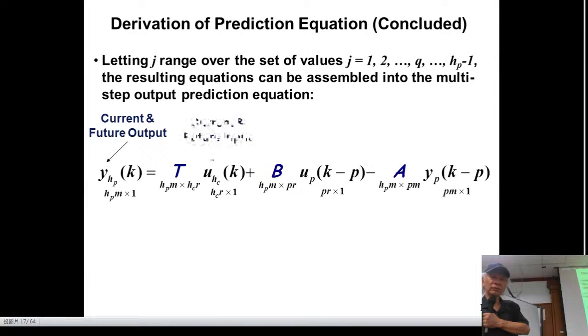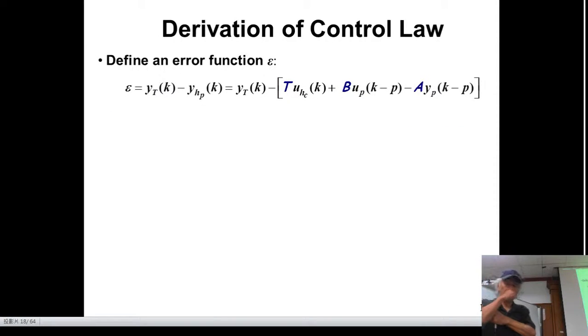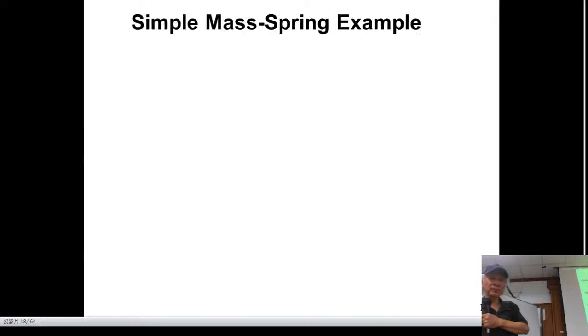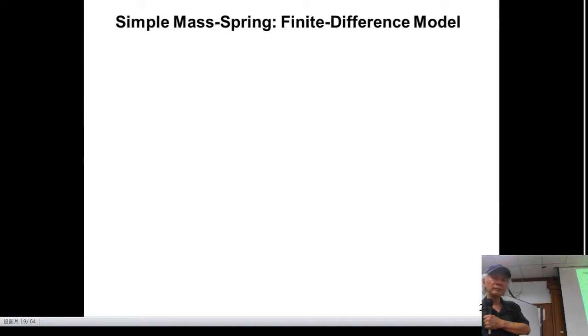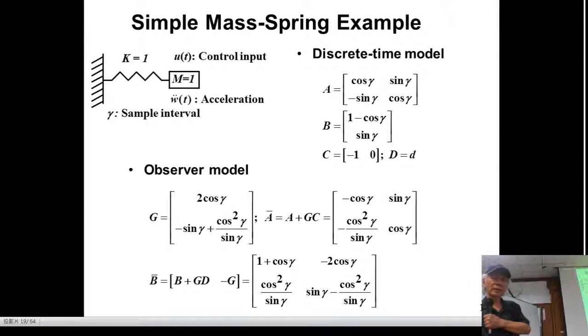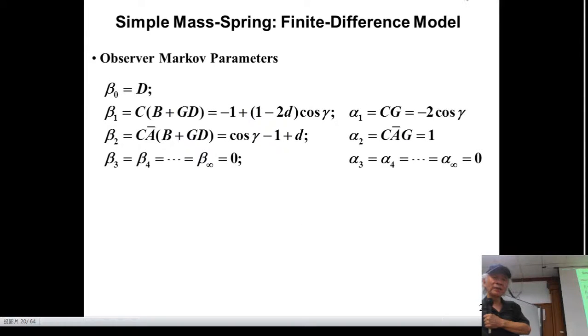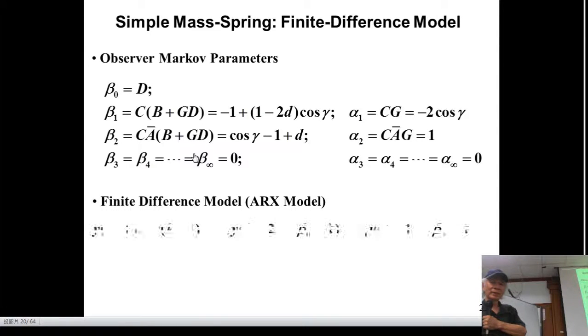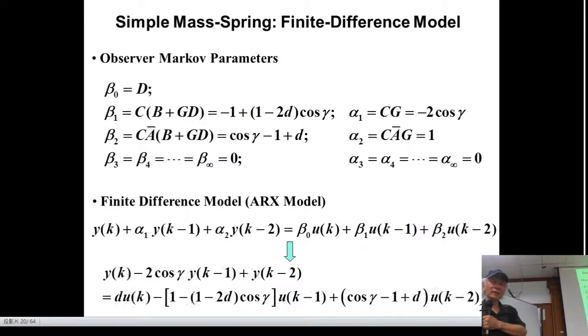Then I'm going to jump to the example. In this example, I solved alpha and beta from the observer Markov parameter, which is something I know. But in your homework, you solve alpha and beta from the data. I just show you how to solve it from the data.